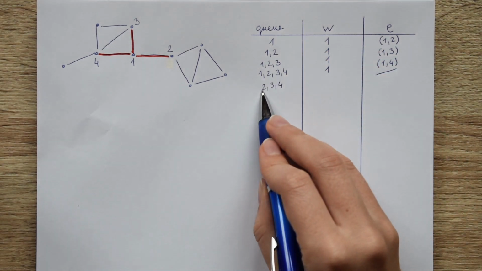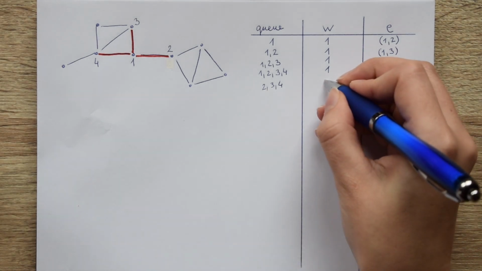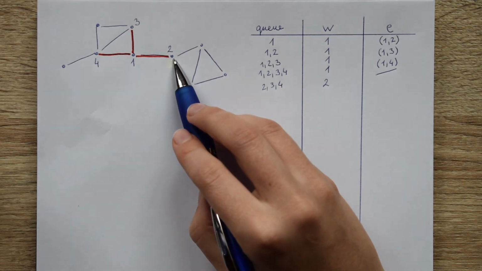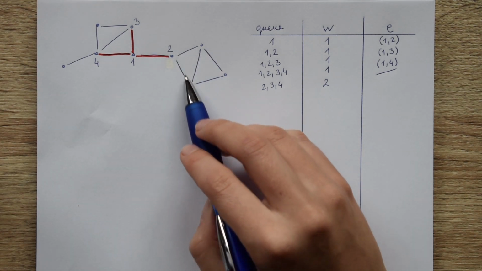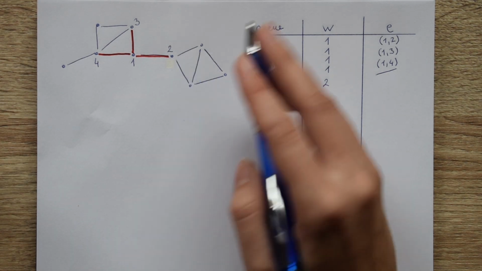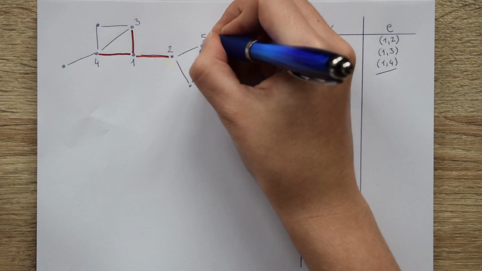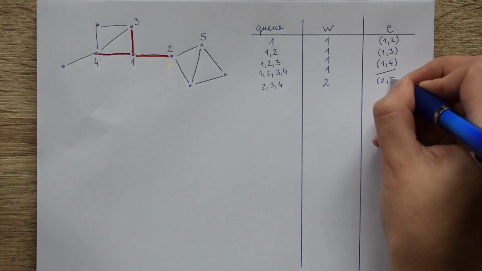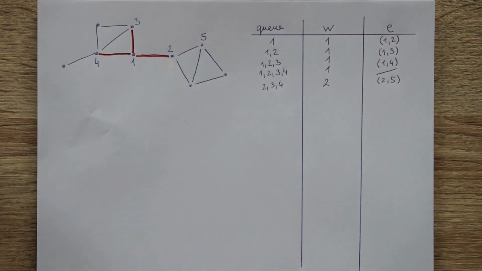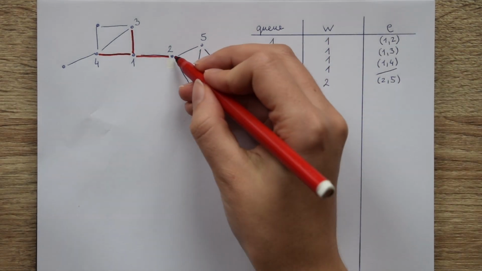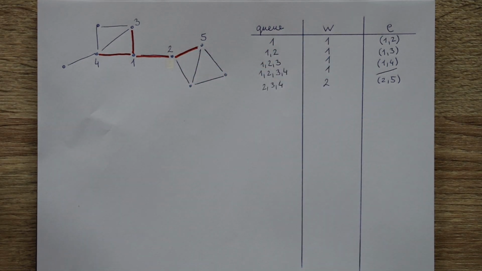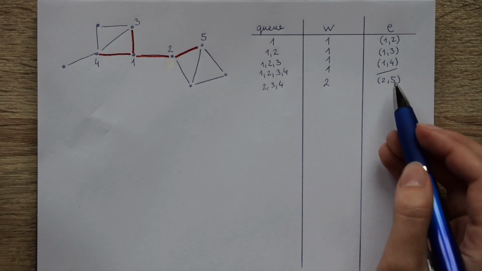I'm discussing the first node in queue, it's 2. And I ask, is there any unmarked edge and node I can get from node 2 in one step? Yes, so I mark this one as node 5 and add edge 2, 5 to column E. I mark this edge in graph. And I add node 5 to queue.